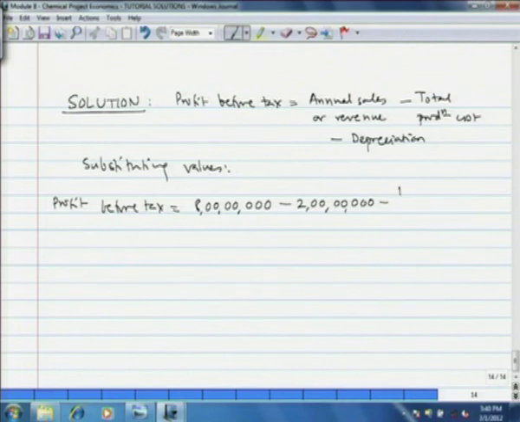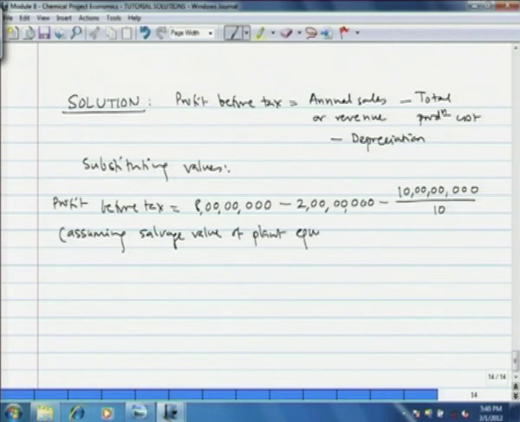So, 10 crore divided by 10 years of project life. We assume salvage value to be 0. Here we note that point, assuming salvage value of plant equipment to be 0. And then we get profit before tax as rupees 5 crore.